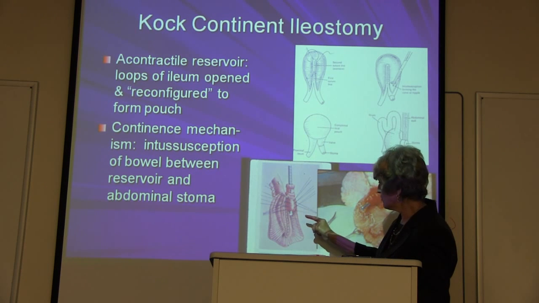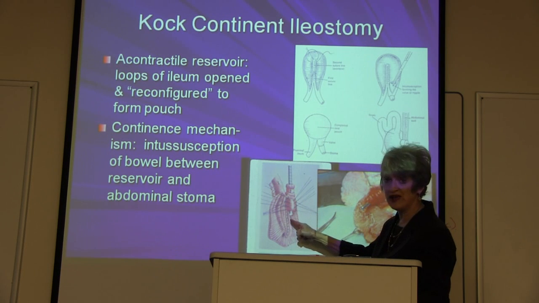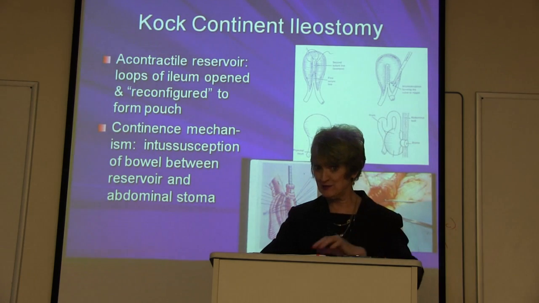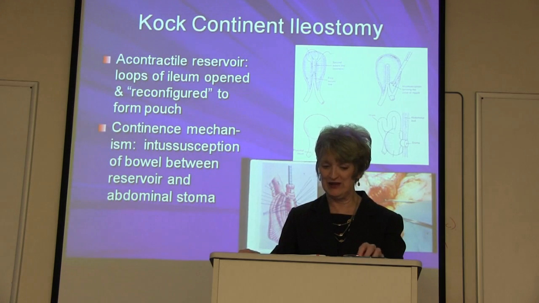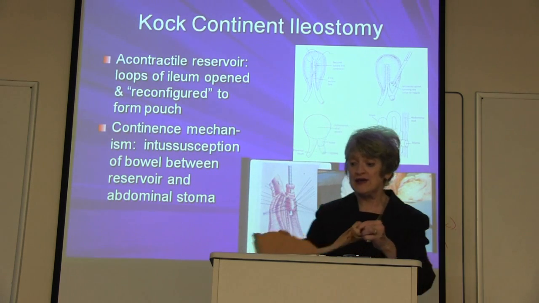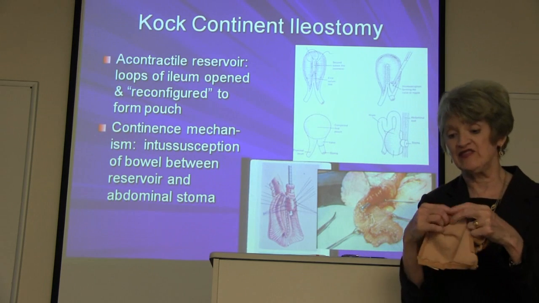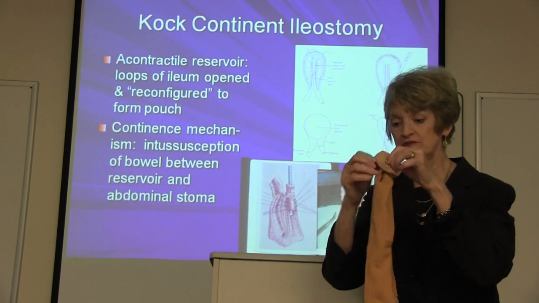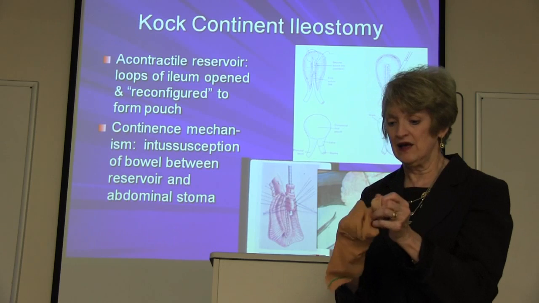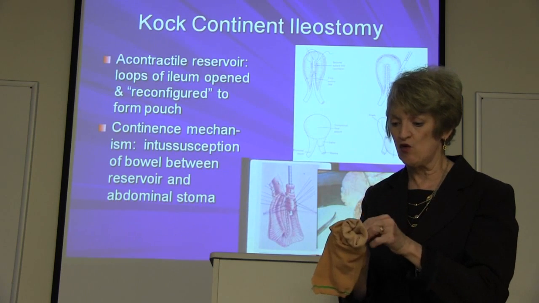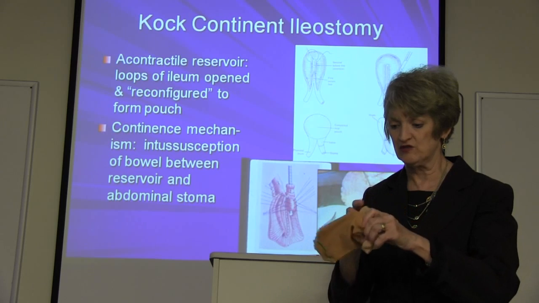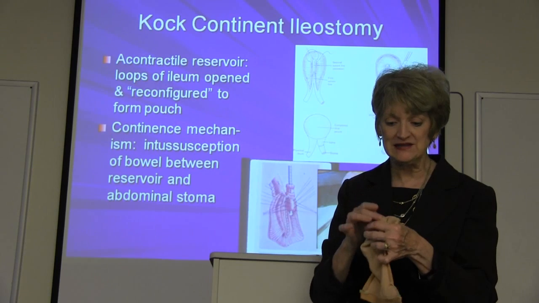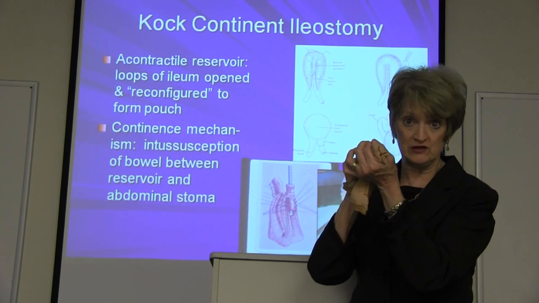Now let's talk a little bit about the continence mechanism. The way Dr. Koch constructed the continence mechanism was to create an intussusception between the stoma and the reservoir. So I'm going to try to demonstrate this. I don't know how well it's going to do on video, but I'm going to try. Let's say this is your reservoir, and this is going to be your stoma. So the surgeon comes in and literally intussuscepts the bowel between the stoma and the reservoir, pulls that segment of bowel back on itself, so that inside the reservoir, you have a structure that looks like this.